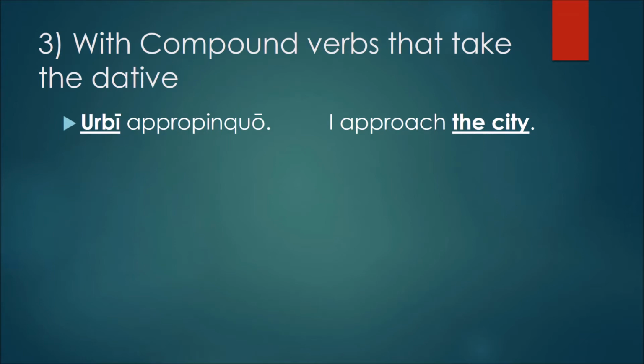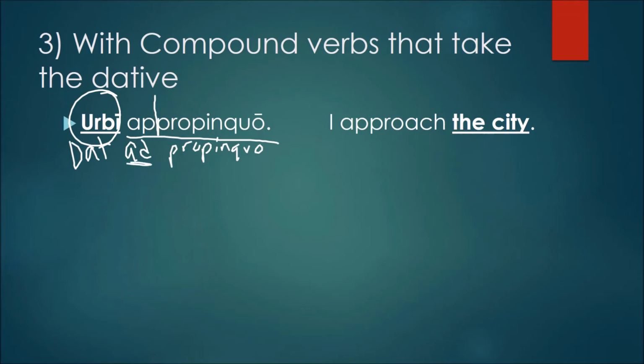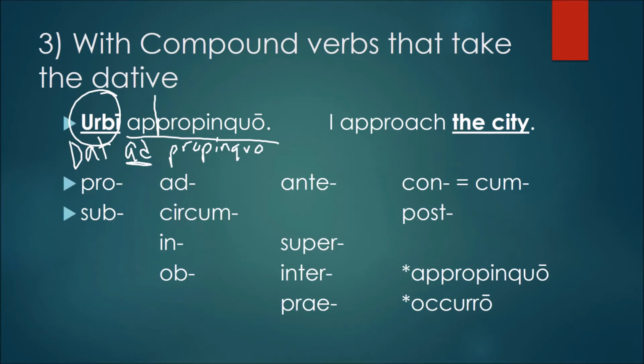Finally, we've added to our uses of the dative by discussing compound verbs, verbs that take a prefix, and some of these prefixes require the dative case, such as our compound verb appropinquo, which is in essence ad plus the verb propinquo, meaning to approach. So when you approach the city, instead of using a direct object like we expect in the English, we're going to use the dative case. And that is strictly because the prefix ad requires a use of the dative.